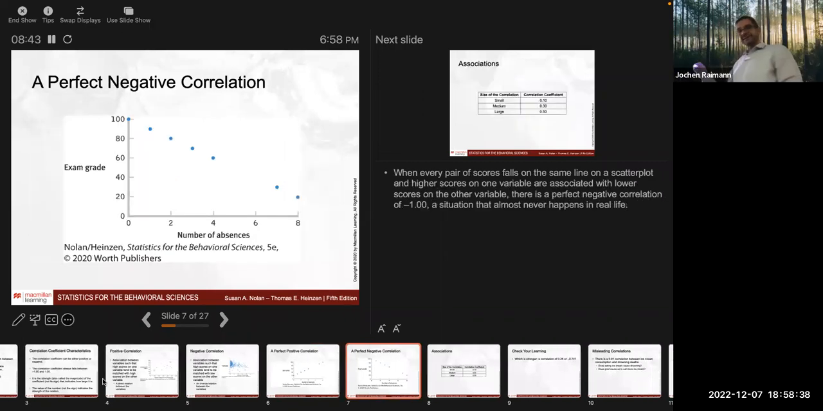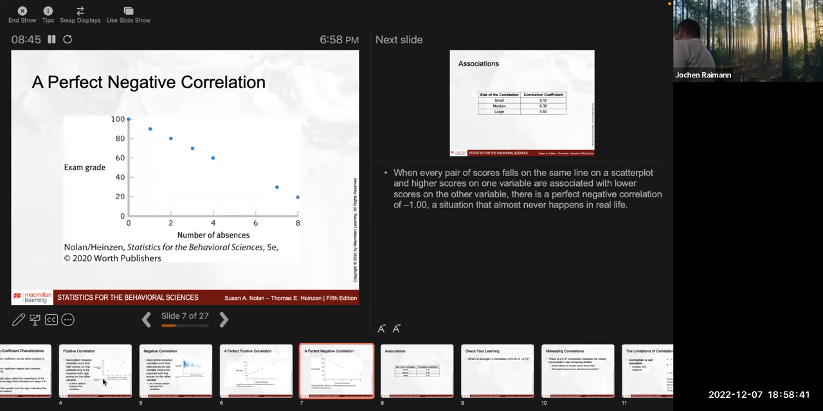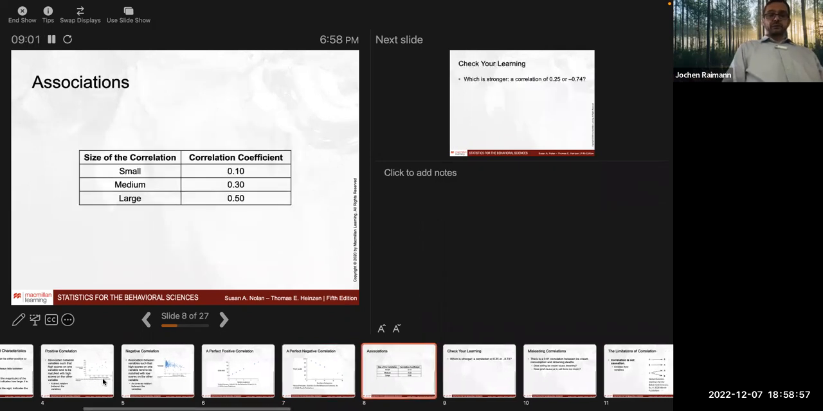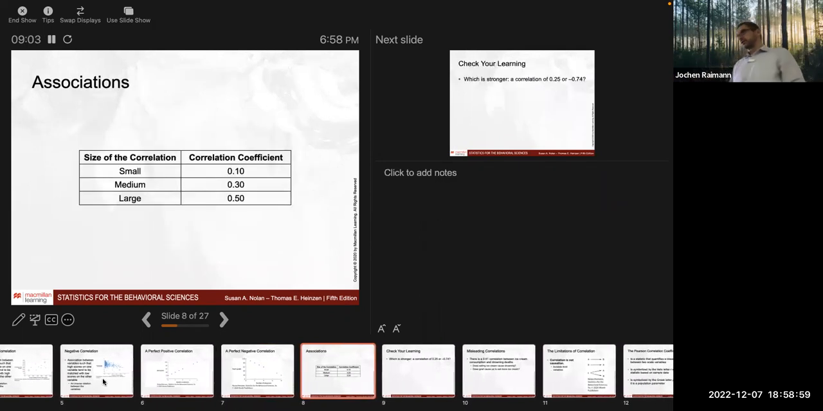Then you have a perfect negative correlation, same scenario, the larger the x-axis of the independent variable, the smaller the dependent variable exam grade. So you have a decrease in exam grade with an increasing number of absences. That's also the example we will calculate today. So this correlation coefficient, we will get to how to calculate it in a second.